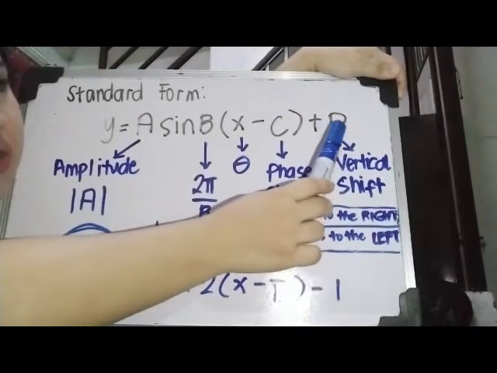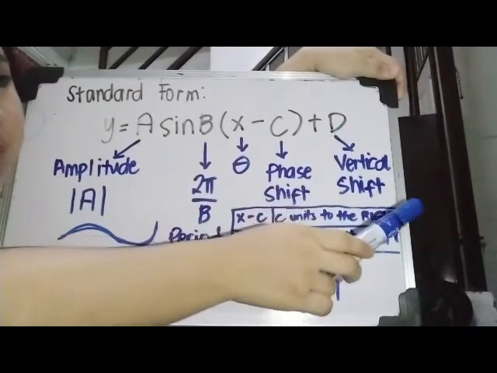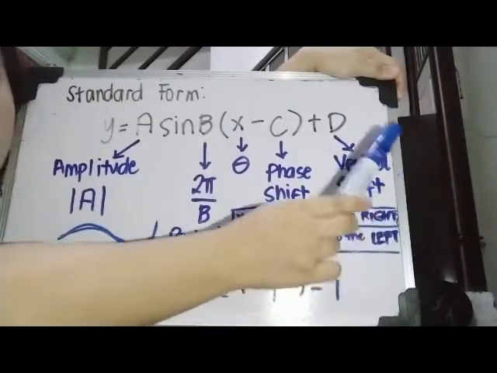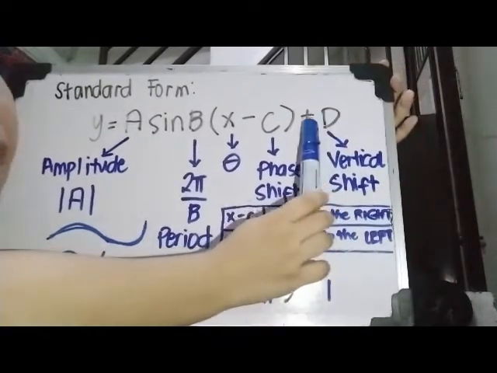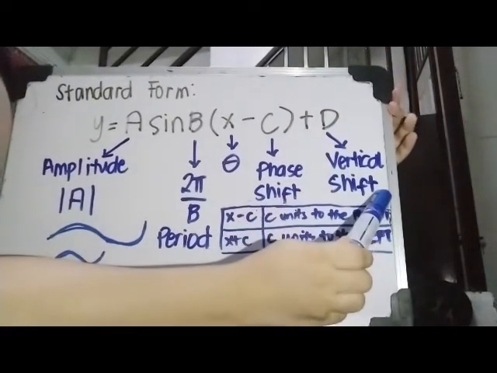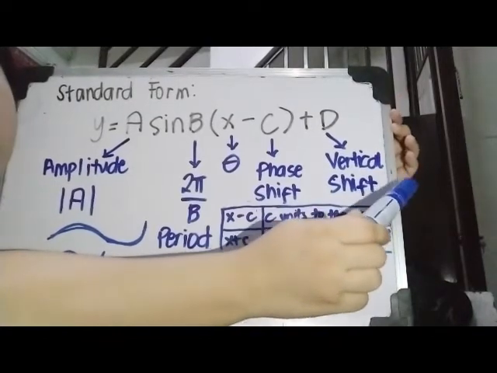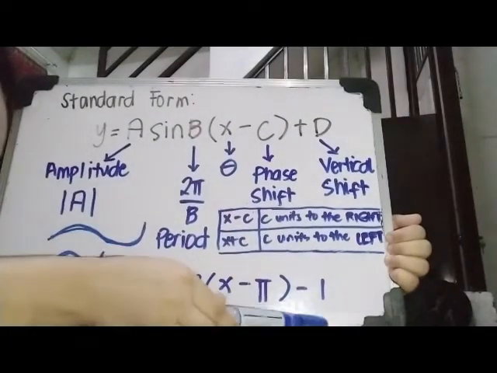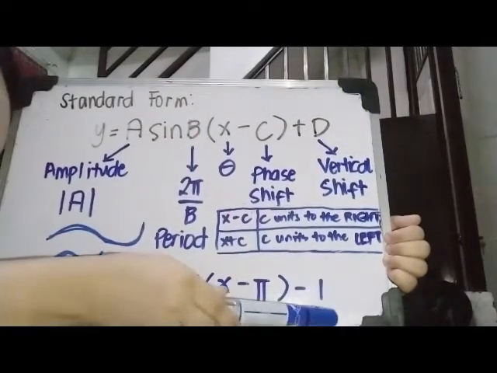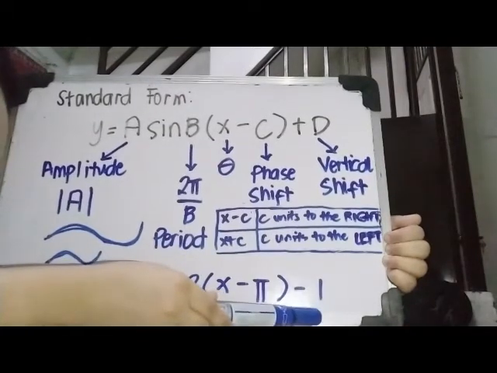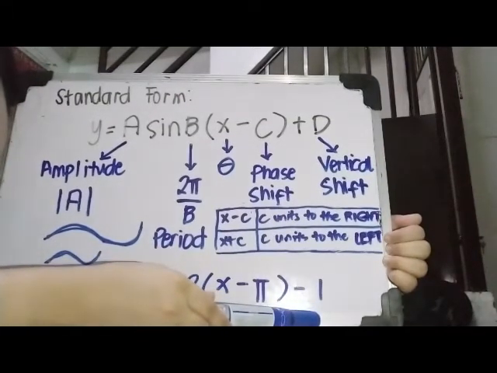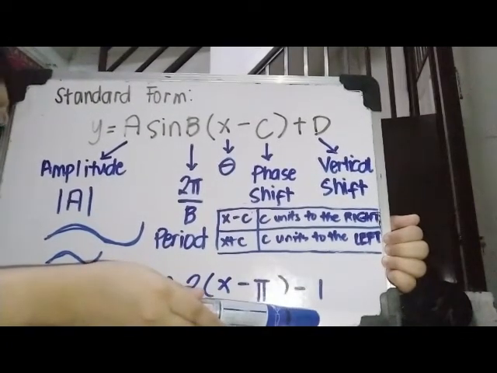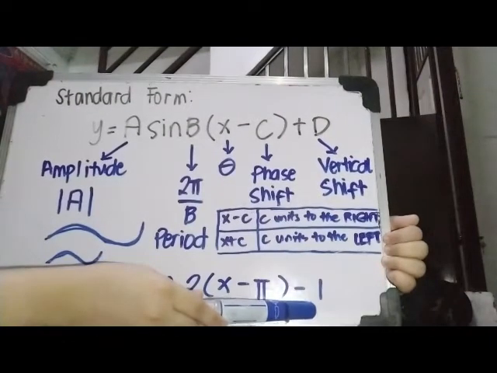If this is positive d, it means that we have a vertical shift going up. Okay? A vertical shift going up. If it is minus d, meaning our vertical shifting will be going down. Just like in our example here, it's minus 1. So we will go 1 unit down. If it is plus 1, we will go 1 unit up. Okay, is that clear? If it is plus 2, you will vertical shift 2 units up. If it is minus 2, vertical shift of 2 units down.